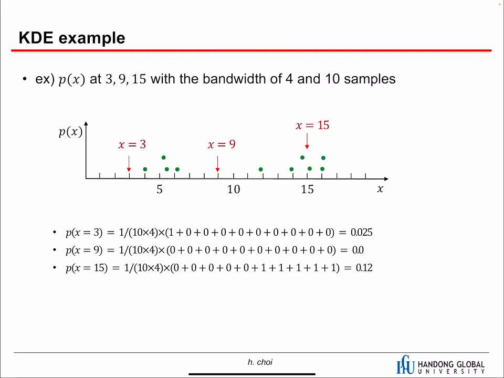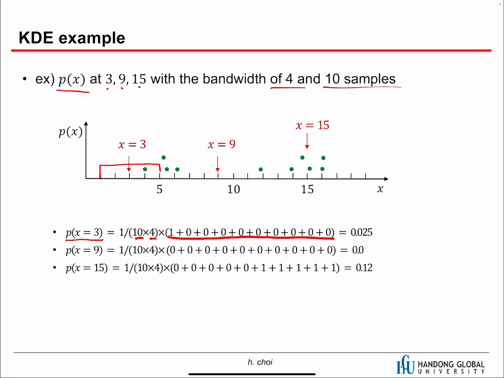To help you understand this KDE approach, let's take one example here. We're going to calculate p of x at 3, 9, and 15 with a bandwidth of 4 and 10 samples. Let's calculate p of x at 3. Here 10 is the number of samples and 4 is the volume. Then we just count: this is the count of the samples within the window. And we check all the samples from this one.